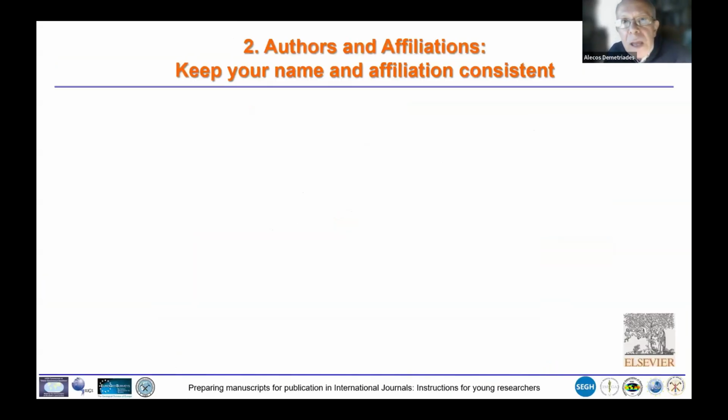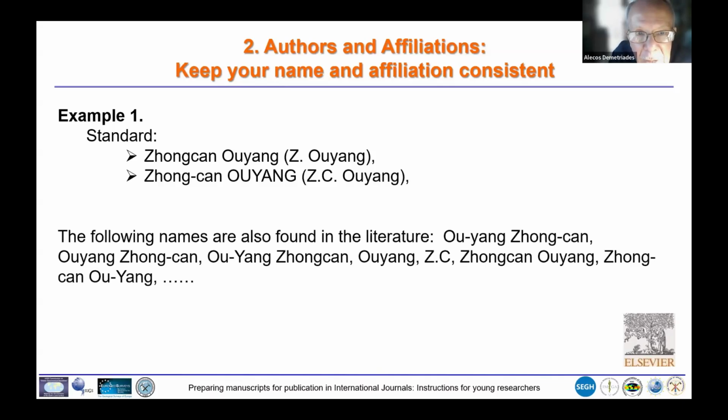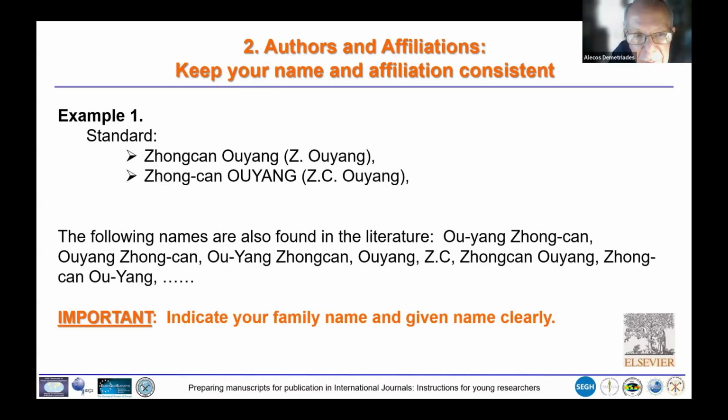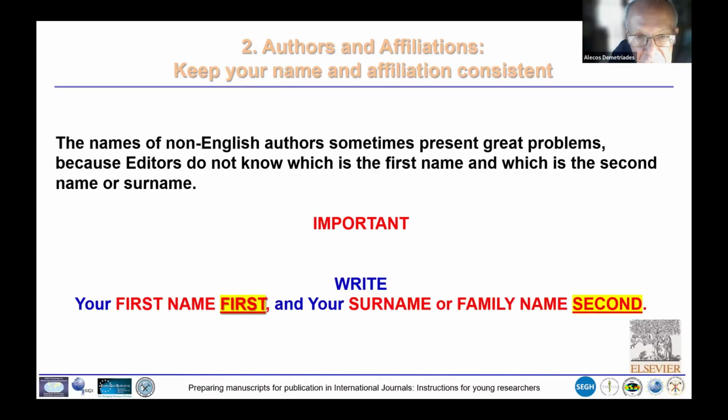Authors and affiliations. Keep your name and affiliation consistent. For example, here we see this person has two different ways of writing his name. The following names are also found in the literature. So indicate your family name and given name clearly. The names of non-English authors sometimes present great problems because editors do not know which is the first name and which is the second name or surname. So it is important to write your first name first and your surname or family name second.